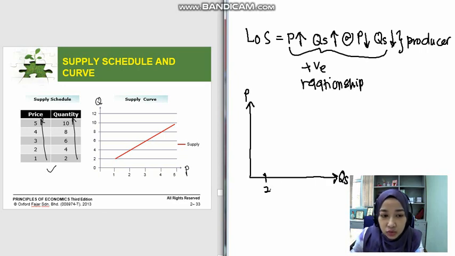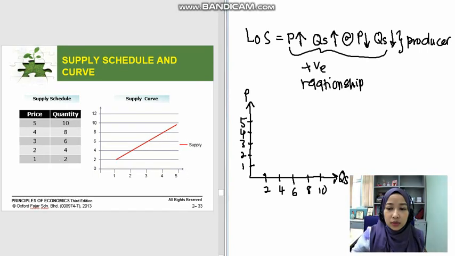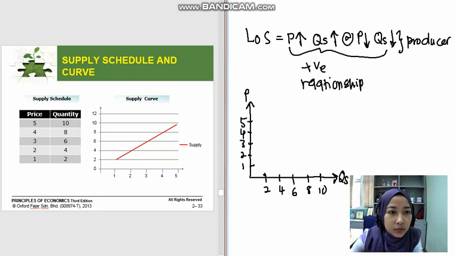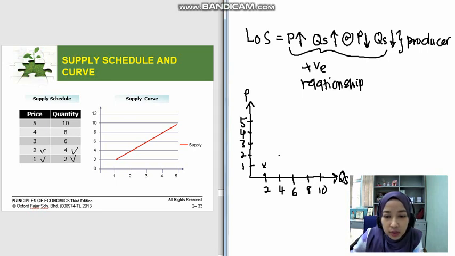Let's say 2, 4, 6, 8, and 10. This one should be 1, 2, 3, 4, and 5. Then you plot the data on the graph. Here the price is 1 ringgit, for example, so the quantity supplied is 2. So the price is 1 ringgit, quantity supplied is 2, should be here. When the price is 2 ringgit, the quantity supplied is 4. When the price is 3 ringgit, the quantity supplied is 6, and so on.